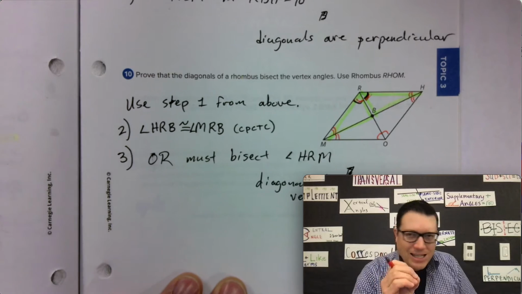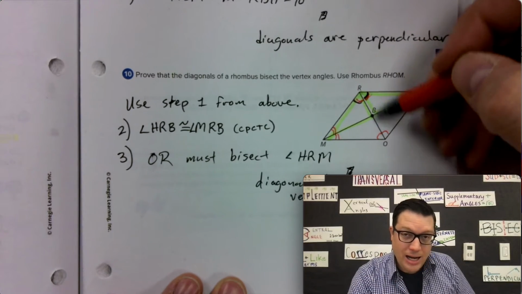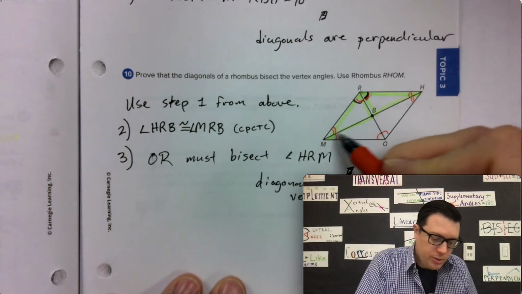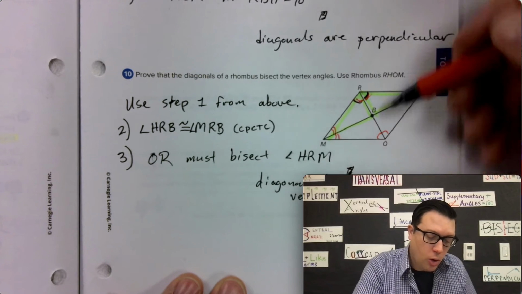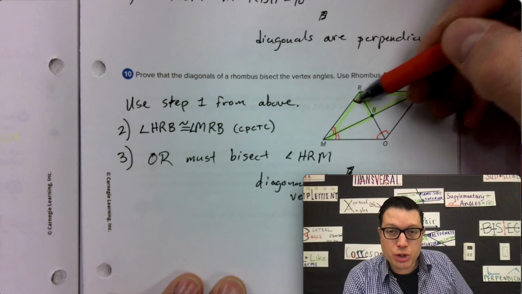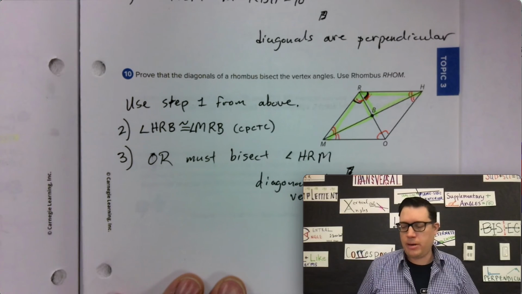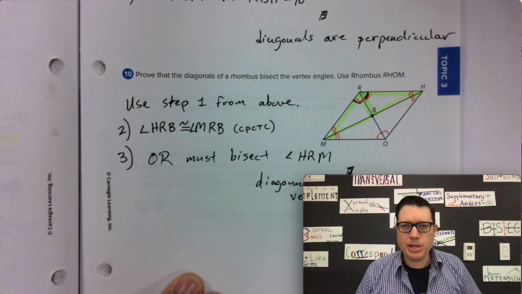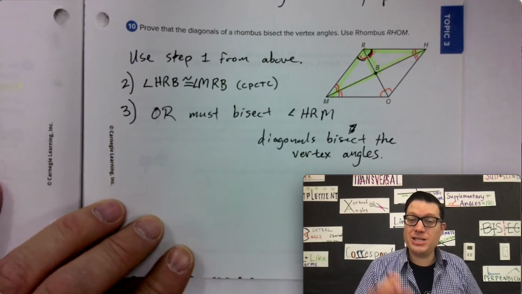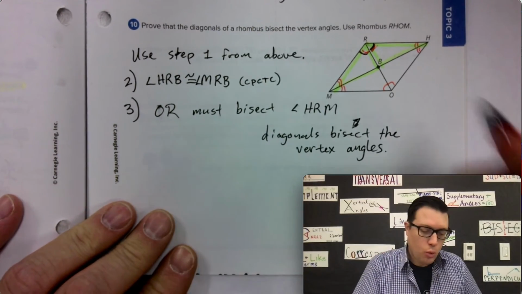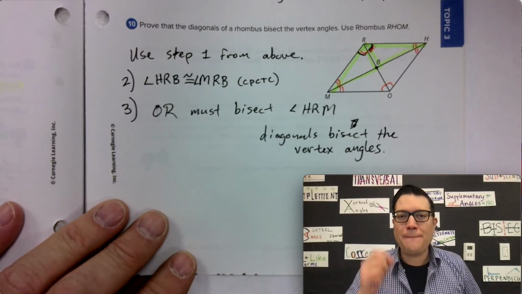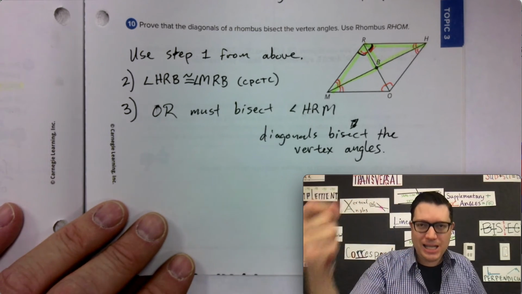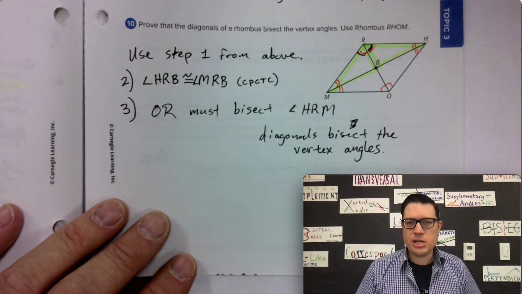And the fact that they're congruent means that the line that makes this larger angle separate into those two angles has to be a bisector. It has to be an angle bisector. So therefore, the diagonals of a rhombus, when they're drawn, bisect the angles at each vertex. And we can use that fact to solve problems.